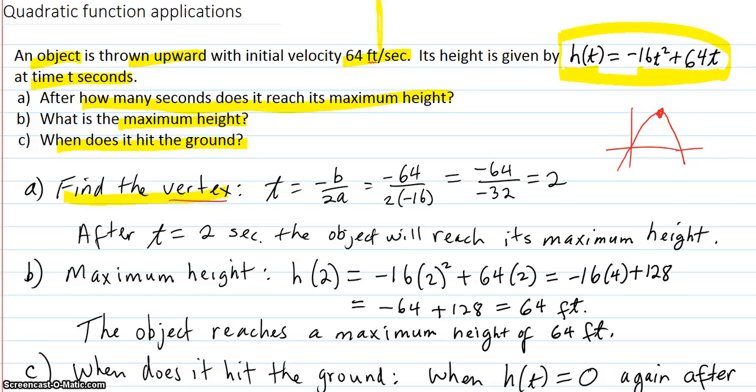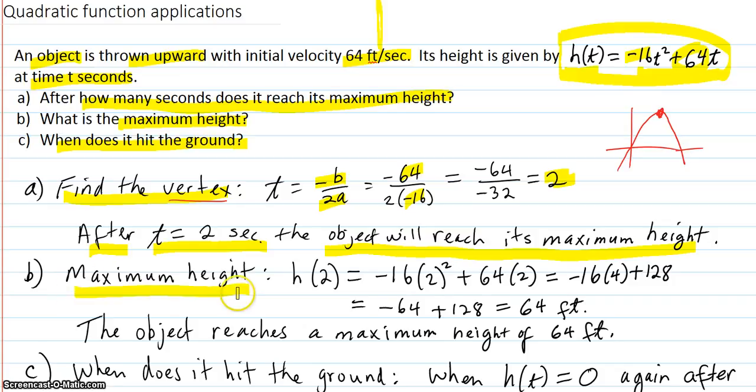So t is negative b over 2a, which is negative b, 64, over 2a, negative 16. So that works out to 2. So after 2 seconds, the object will reach its maximum height.